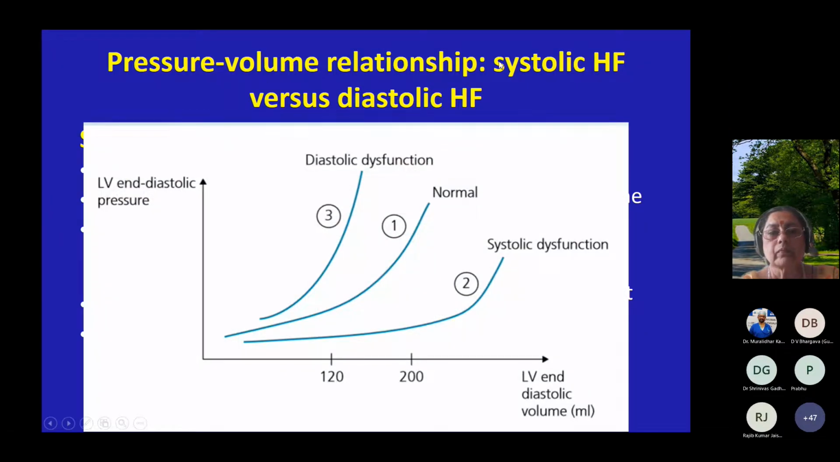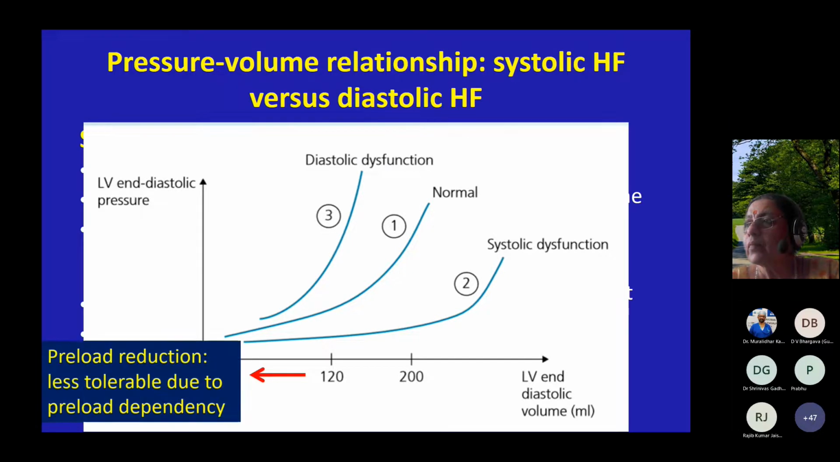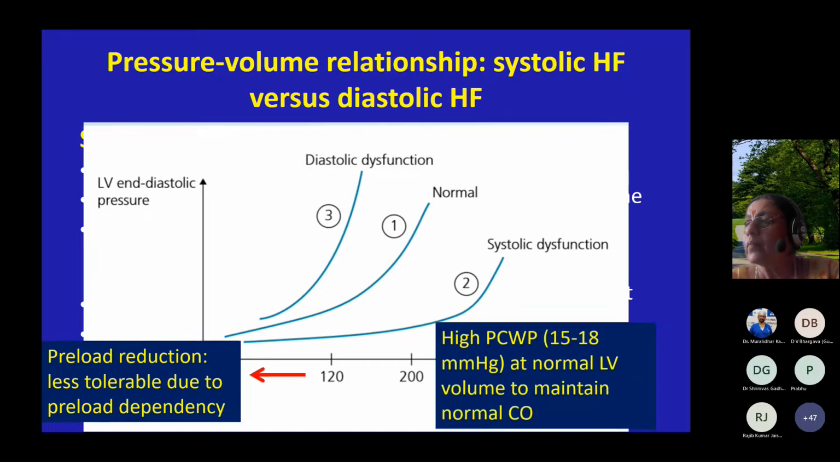So this is the pressure volume relationship comparing systolic heart failure versus diastolic heart failure. This is pressure, LV end diastolic pressure and LV end diastolic volume. This is the normal heart. Look at this, systolic heart function can tolerate it for a long time because it's a flattish curve, but diastolic dysfunction certainly cannot tolerate anything to do with volume. So considerable preload reduction is not tolerated by diastolic heart failure.